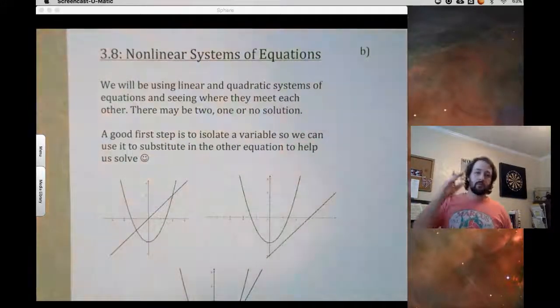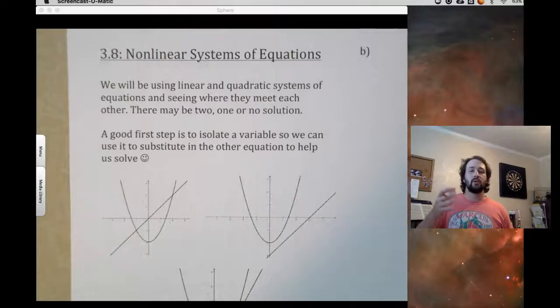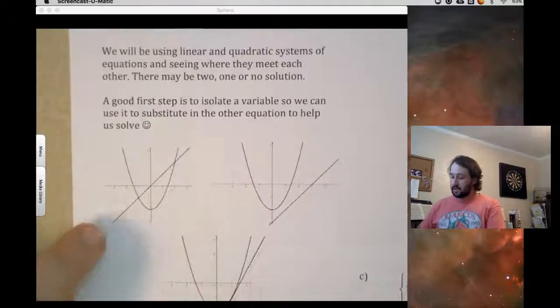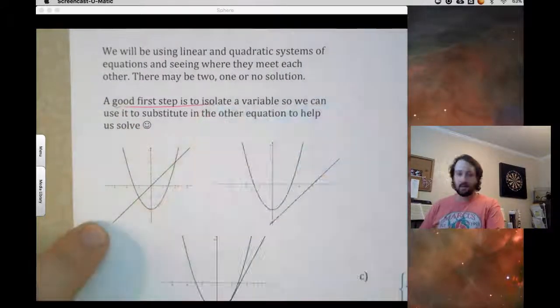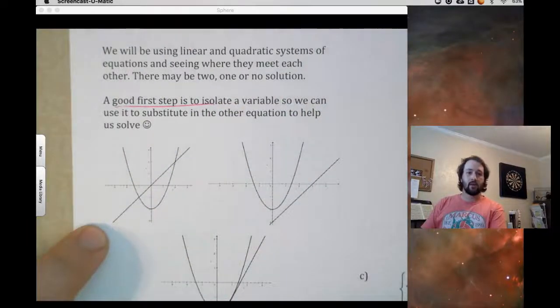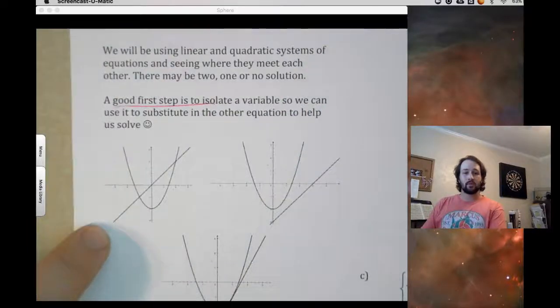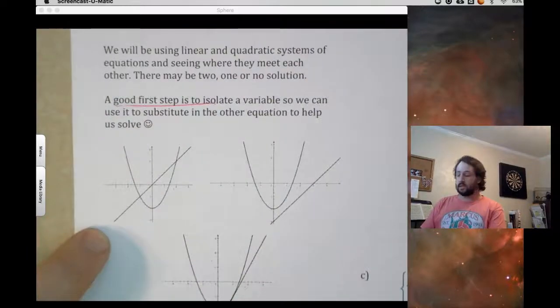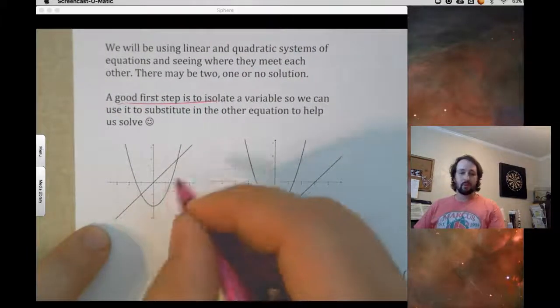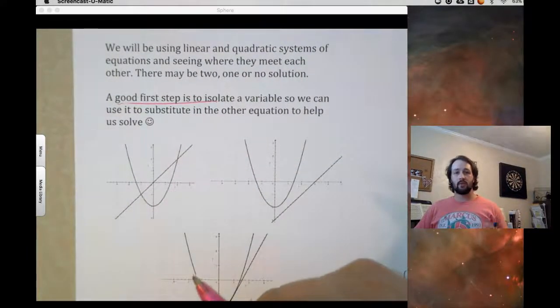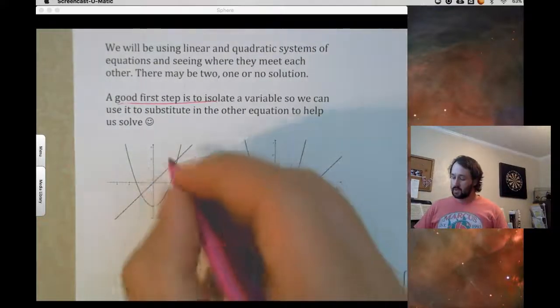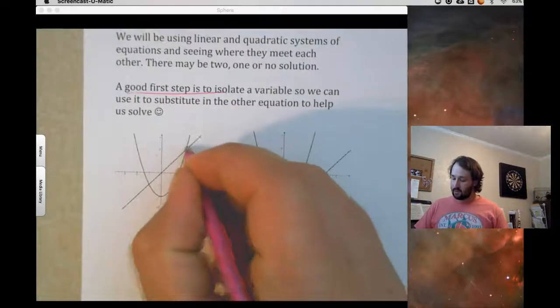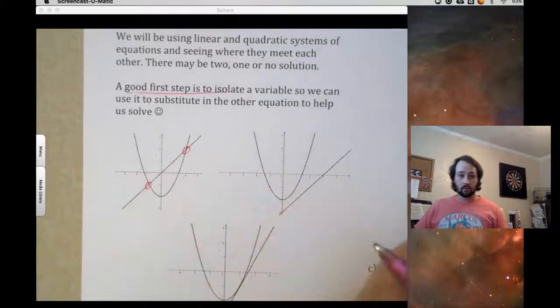You can do systems of equations with any functions. It can be a cubic, it can be an absolute value. Really, any time that we have functions that intersect, there is a solution point. With these, a good first step, and Apex will ask you this as well, is to isolate the variable so that we can substitute it into the other equation. Remember, systems of equations just represent where they are meeting. So if you see something like this, we have two solutions there.